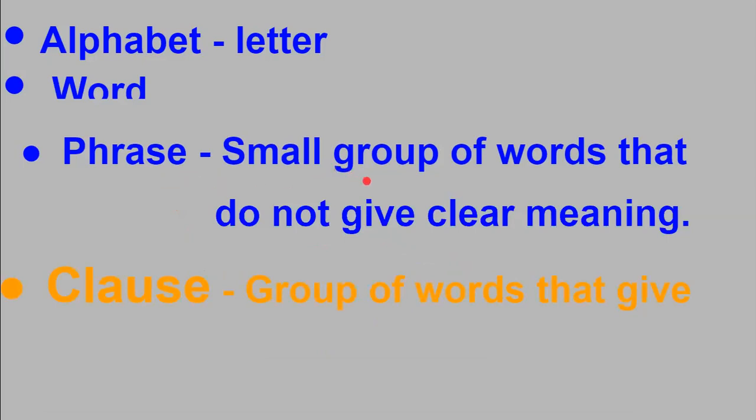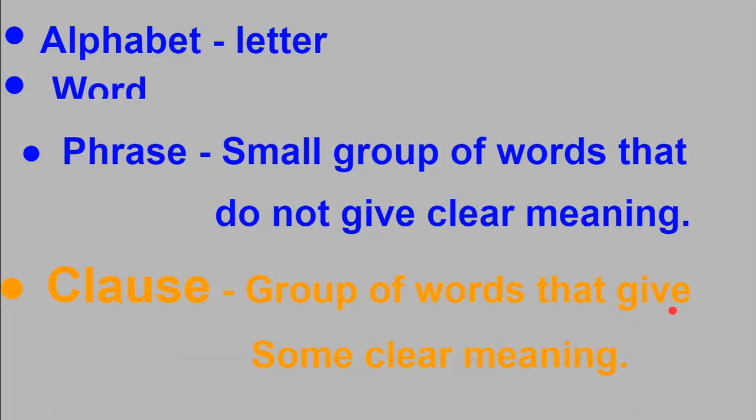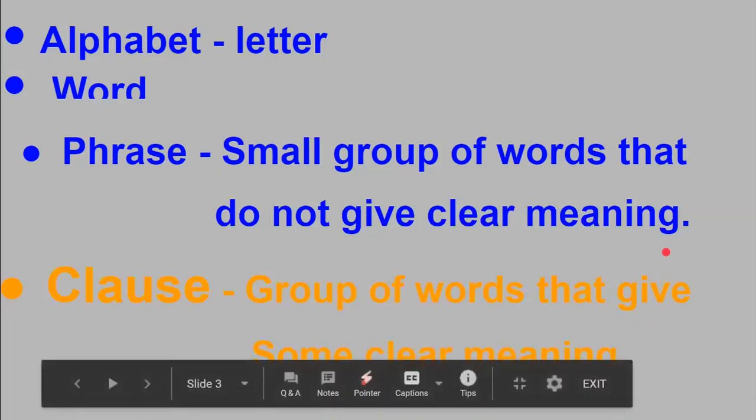A phrase is a very small group of words or just a pair of words, but a clause is a large group of words that gives some clear meaning. A clause always gives some clear meaning. It gives meaning like a sentence. It is like a sentence. Another name for clause would be a simple sentence.